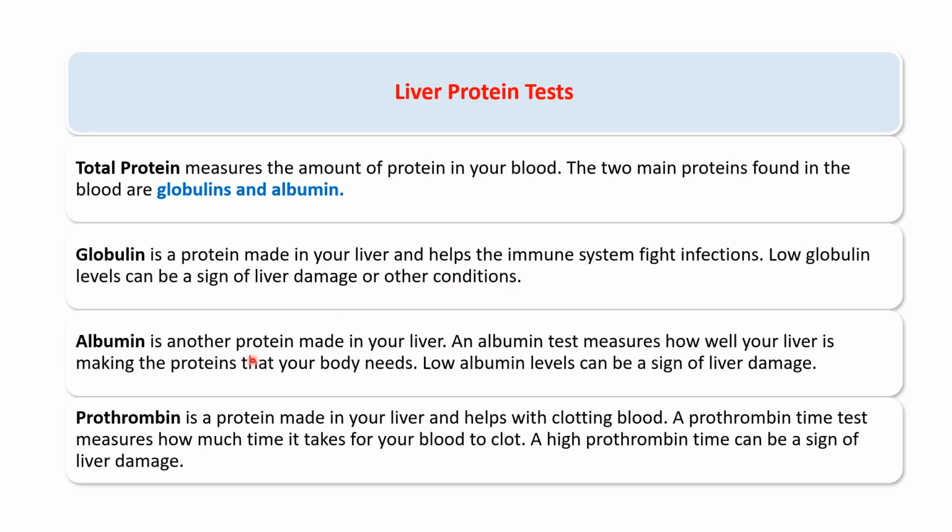Then albumin is another protein made in your liver. An albumin test measures how well your liver is making the proteins that your body needs. Low albumin levels can be a sign of liver damage. Then prothrombin is a protein made in your liver and helps with clotting blood. A prothrombin time test measures how much time it takes for your blood to clot. A high prothrombin time can be a sign of liver damage.